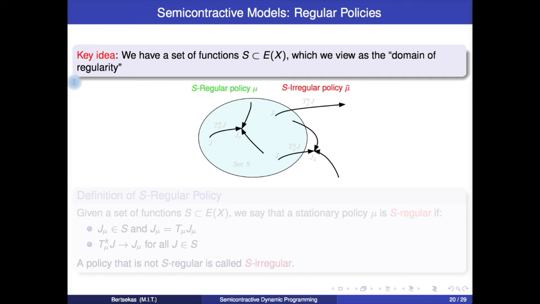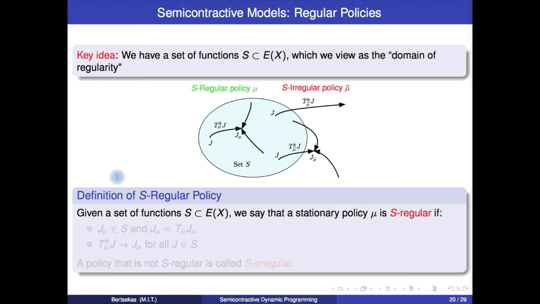Now, the key idea in semicontractive models is a set of functions S, which is viewed as the domain of regularity, and policies are divided into regular with respect to this set of functions, or irregular. And the precise definition is as follows.